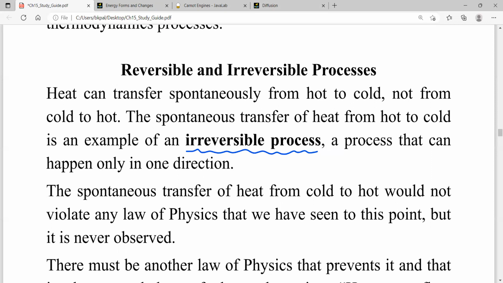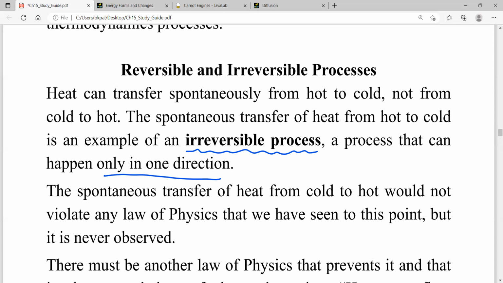So what is an irreversible process? An irreversible process means it's not reversible. That means a process that can happen only in one direction. For example, our life goes in only one direction. We cannot go back to our childhood. So this is a very popular example of an irreversible process. For example, if you break a glass, once it is broken, you cannot bring it back to its earlier position, right. So these are irreversible processes, and they are very common in our everyday life.